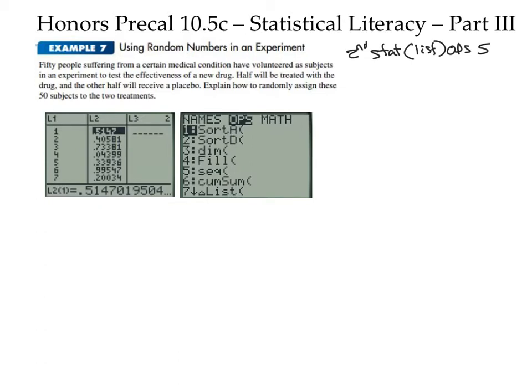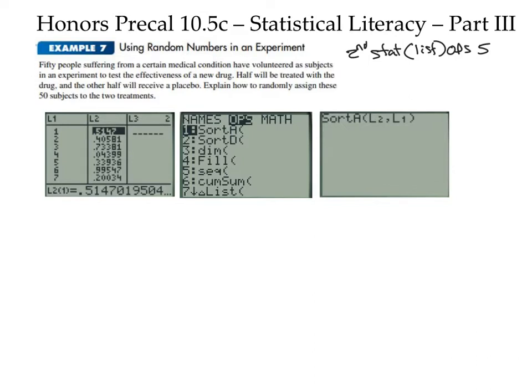I want to use the sortA command, and it is located under second stat and then ops and then number 1. When I hit enter, it'll pop out on the screen, and I want to use the following. I want to use sortA(L2, L1).